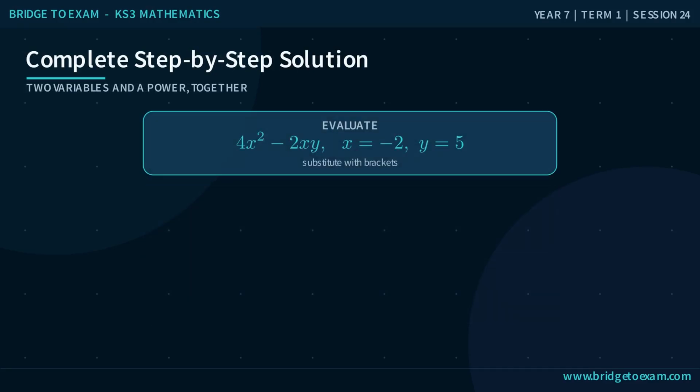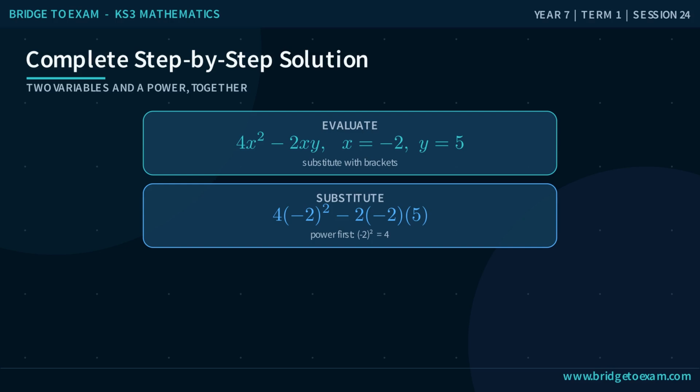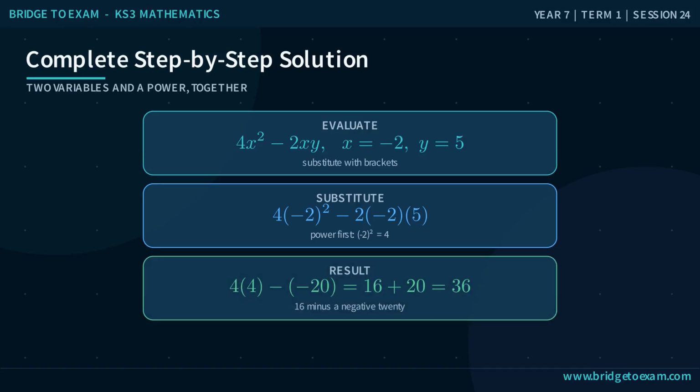Complete example. Evaluate 4x squared minus 2xy when x equals -2 and y equals 5. Substitute with brackets, 4 times -2, in brackets, squared, minus 2 times -2, in brackets, times 5. The power first. -2 squared is 4, so 4 times 4 is 16. Then 2 times -2 times 5 is -20, so we're subtracting -20. 16 minus -20 is 16 plus 20, 36.